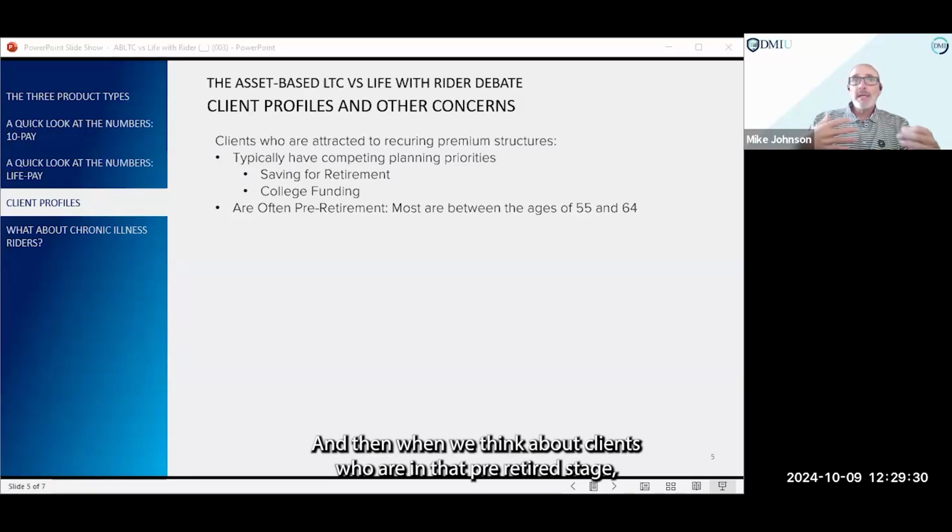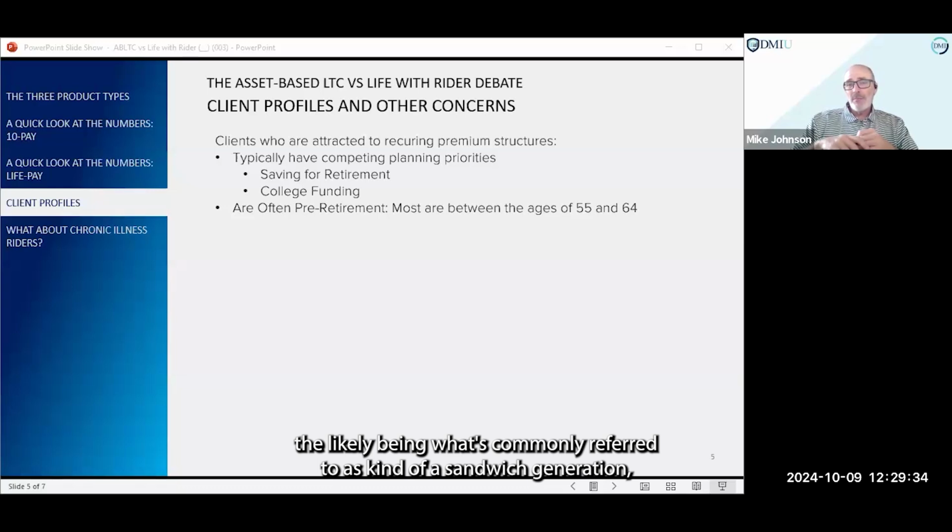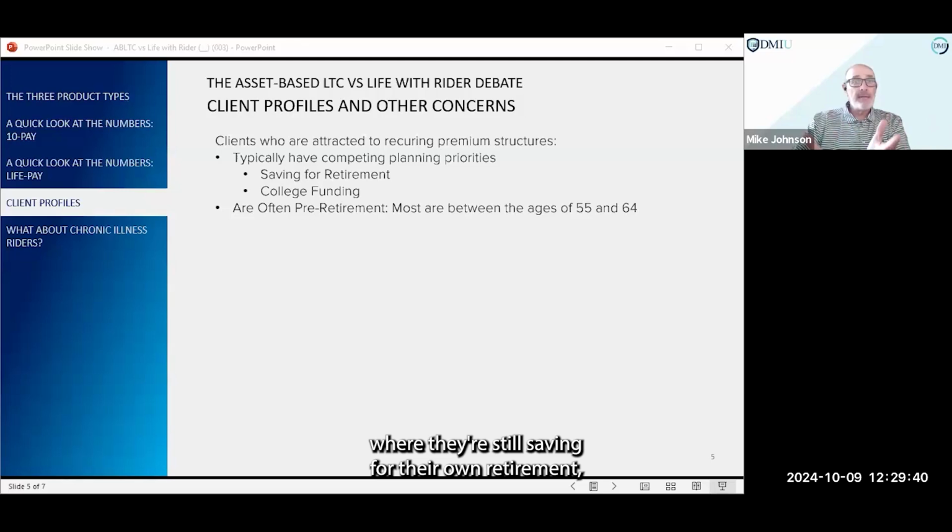And then when we think about clients that are in that pre-retirement stage, they'll likely be in what's commonly referred to as kind of a sandwich generation, where they're still saving for their own retirement. They're likely still funding college for their older children. And some of you may have even experienced this, where there's a strong chance that they could be helping their parents with their aging needs and their long-term care needs as well.